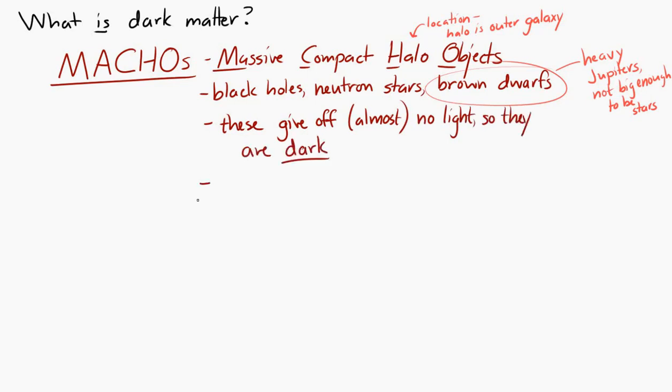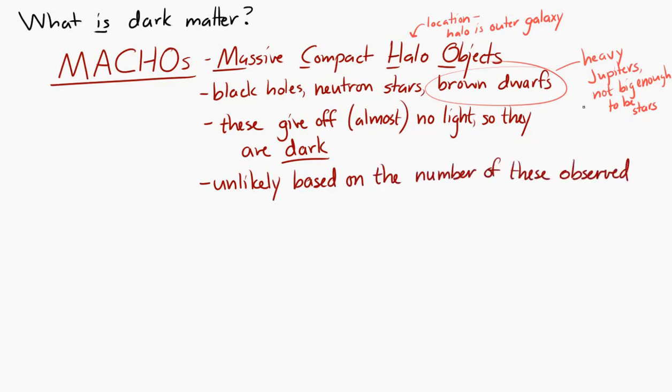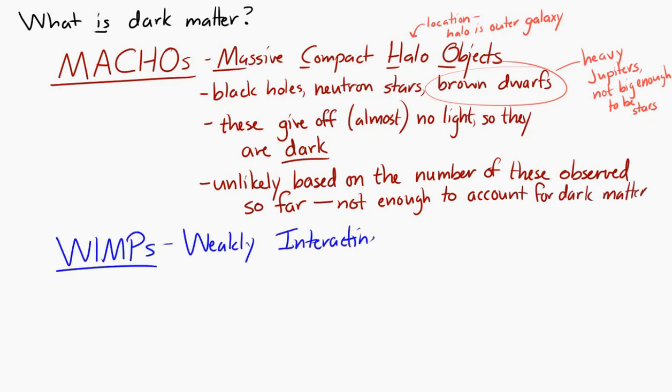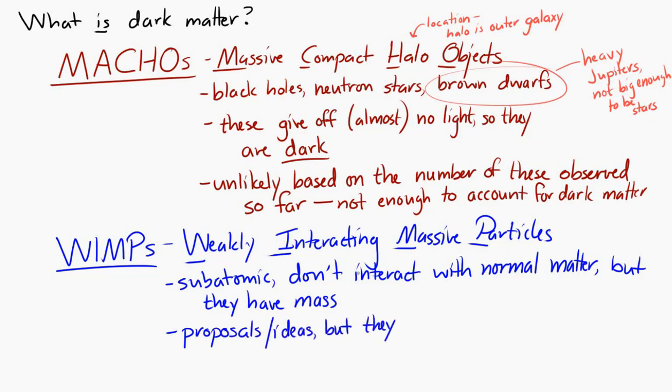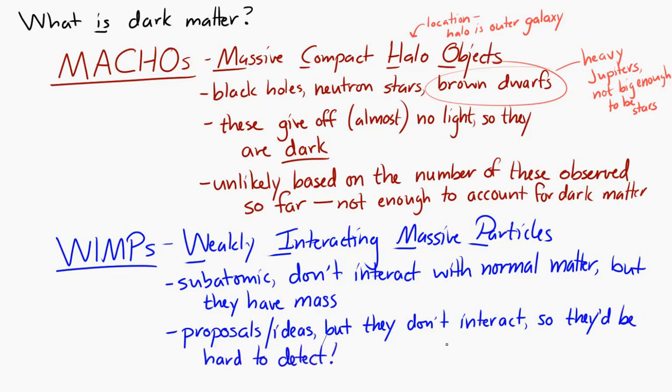Now, it turns out that this is pretty unlikely. If we observe these objects, or the ones that we can observe, there doesn't seem to be enough of them to account for the dark matter out in the universe. The other option is something called WIMPs, weakly interacting massive particles. And these are subatomic particles that just don't interact with normal matter, except they exert a gravitational force. Now, there are proposals for what these particles might be, but by their very nature, they wouldn't interact with normal matter, and so they're very difficult to detect. This is an active area of research, and people are still trying to figure it out.